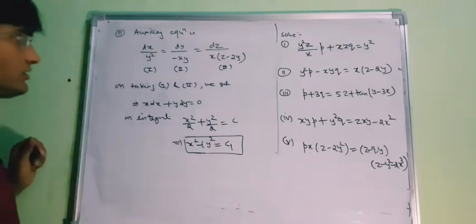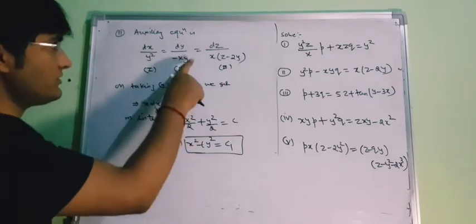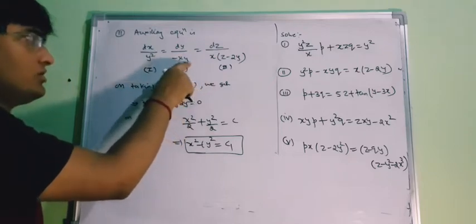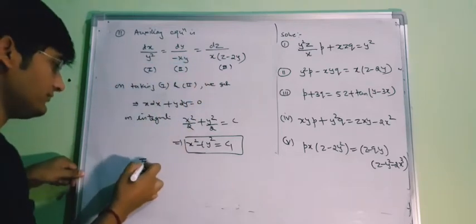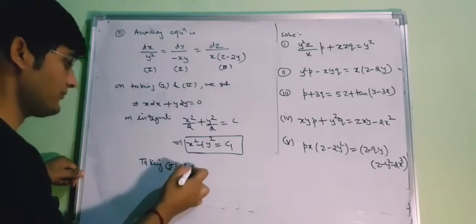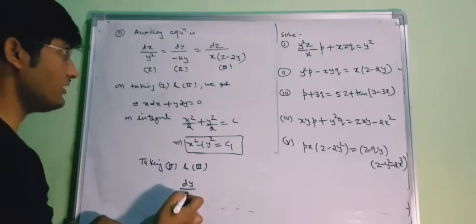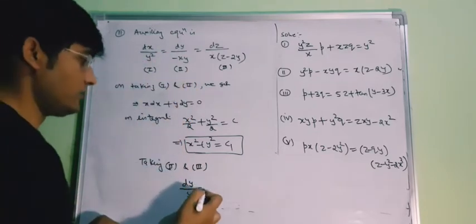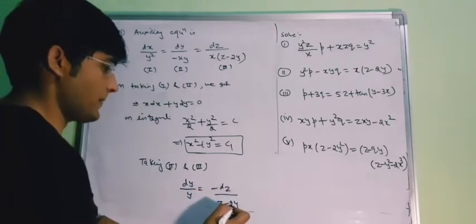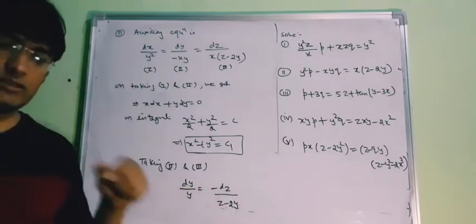Now for the second solution, as you can see that if we take this term and this term, we will get solution in terms of y and z. So let us take part second and third. If you take second and third, then we will get dy upon y, now x will be cancelled, equal to minus dz upon z minus 2y. So this is your collection of y and z.